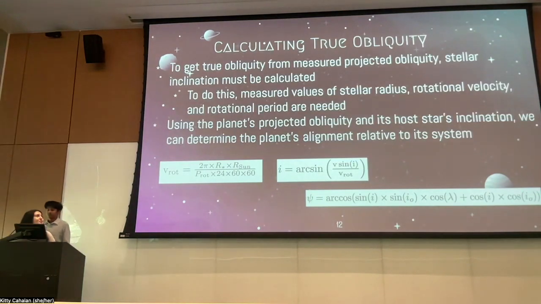To calculate true obliquity, we first needed the rotational period of the star, and we use that to calculate the stellar equatorial rotation velocity. And using this value, we also use the projected stellar rotation velocity to get stellar inclination, which tells us the angle between the observer's line of sight and the star's rotational axis. And then we use stellar inclination as well as the planet's orbital inclination and projected obliquity to finally get true obliquity.